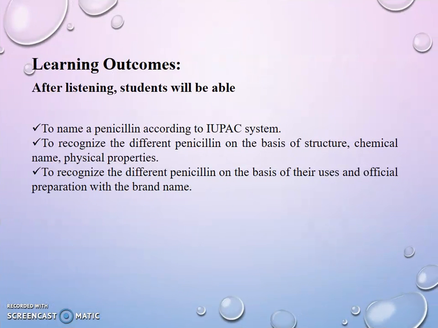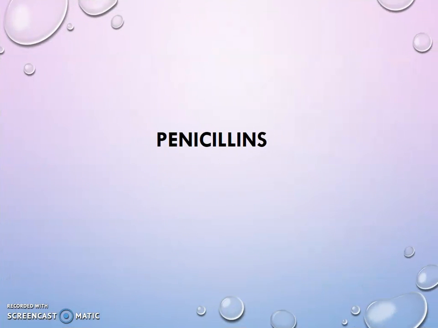Learning outcomes. After listening, the student will be able to name a penicillin according to the IUPAC system, to recognize the different penicillins on the basis of structure, chemical name and physical properties, and to recognize the different penicillins on the basis of their uses and official preparation with the brand name. Let's start with penicillin.